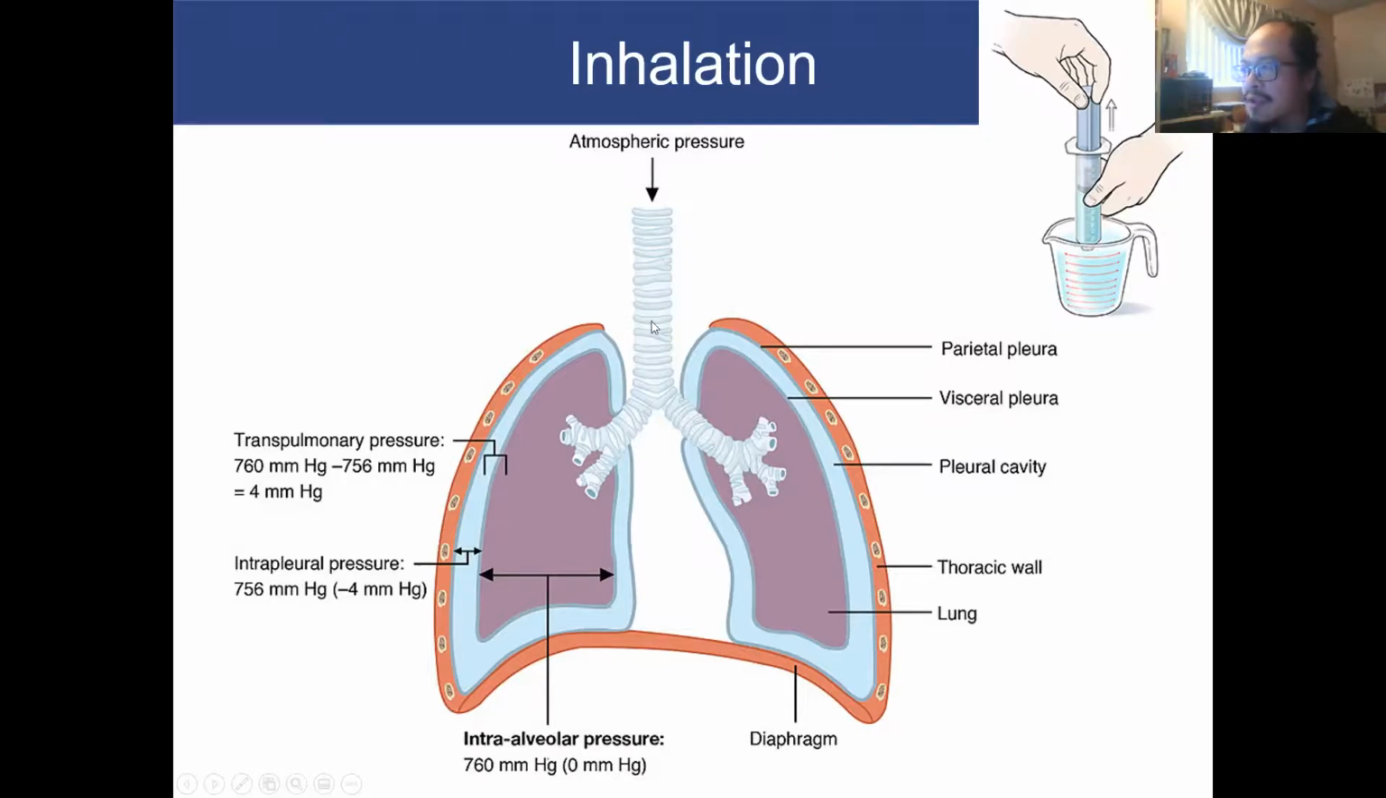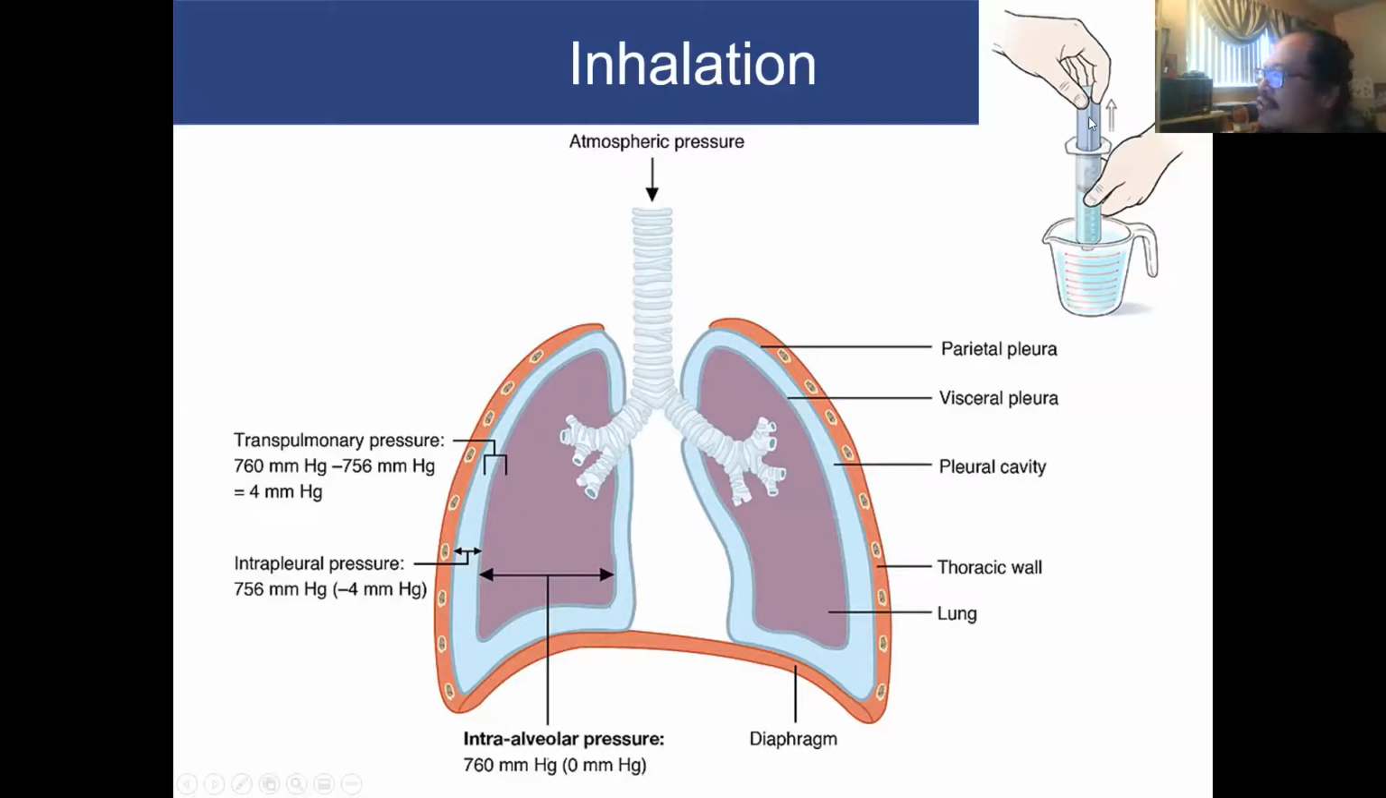Atmospheric pressure is 760, and when we expand our thoracic cavity, we produce a negative intrapleural pressure of about -4. So that is what we hold. The way to compare the lung and this space is that the lung is 760, and now this space is 760 minus 4, so the lung will expand. Very much like this idea.